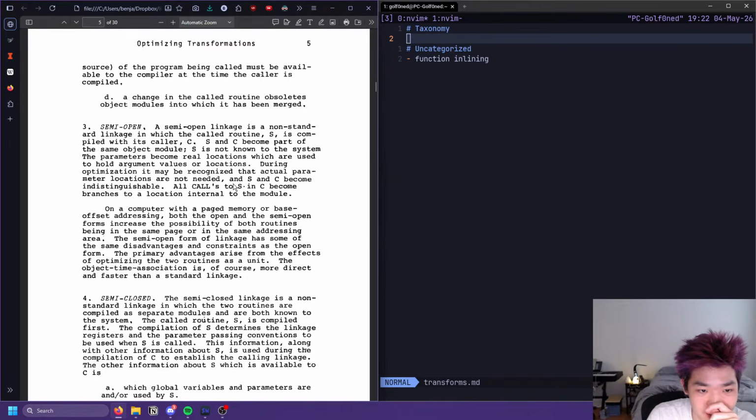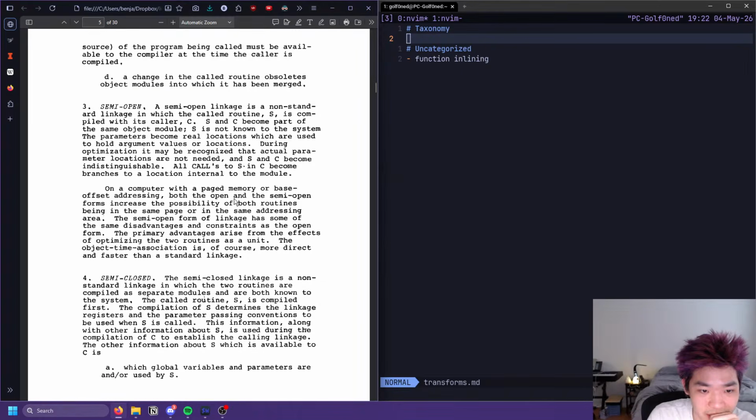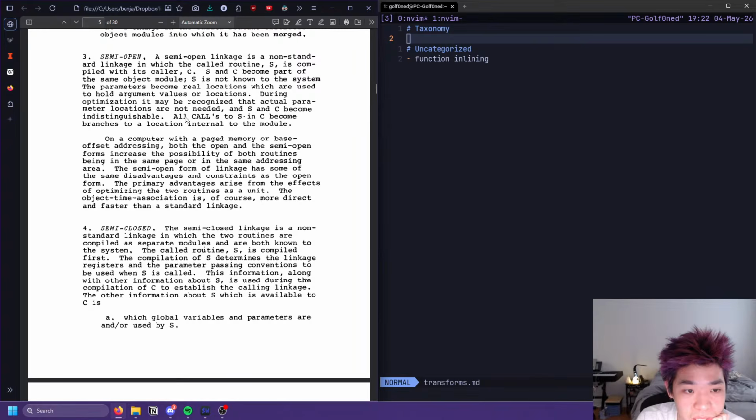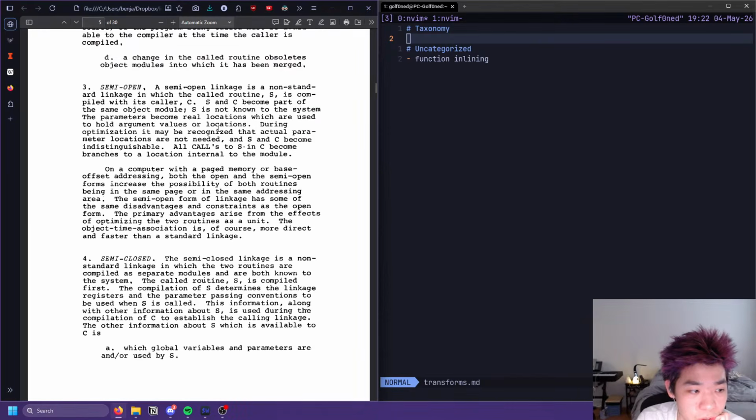Wait, what? Wait, this is insane. What is happening here? S is compiled with its caller C. They become part of the same object module. Wait, what? So is this just like a private function? Is that what's happening? Maybe I'm just completely misreading this. For the OS. Yeah, that might be another reason actually. That makes a lot of sense.